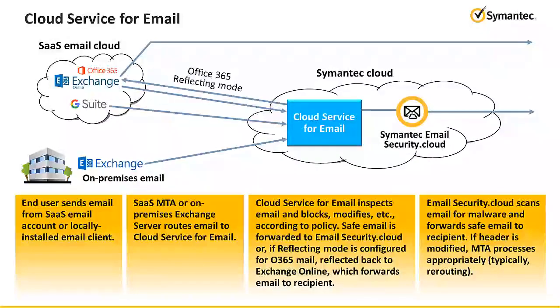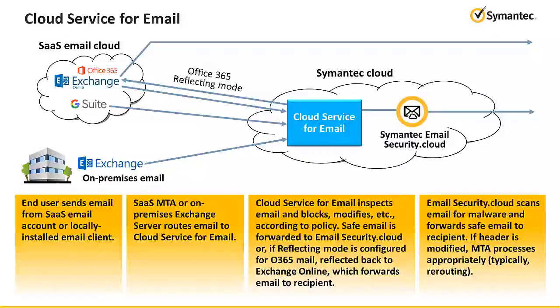Cloud Service for Email inspects software as a service, or SaaS, email coming from Microsoft Office 365 Exchange Online and Google G Suite Gmail. It can also inspect email from on-premise Microsoft Exchange servers at customer sites for organizations that have not yet migrated or are not currently planning to migrate to cloud email services. If Cloud Service for Email detects content that violates DLP policies, it can block, modify, or redirect email as specified in your policy. Cloud Service for Email relies on a Symantec Cloud Detector to perform detection.